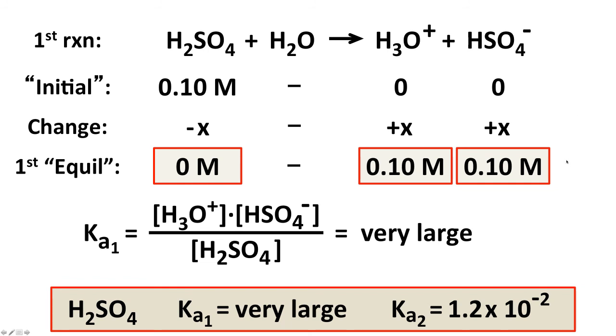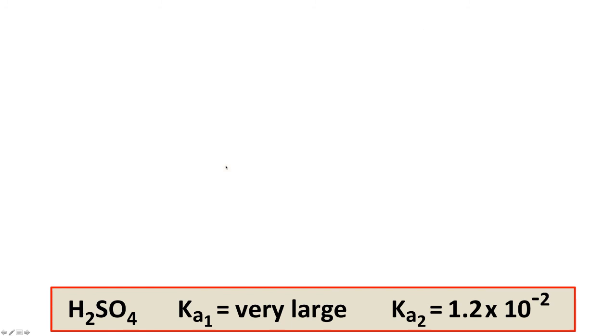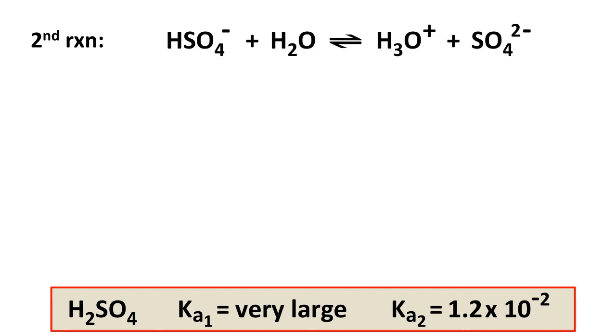Okay, now we're going to remember these. We know that H3O plus is 0.1 molar after the first dissociation. We know HSO4 minus is 0.1 molar after the first dissociation, and H2SO4 is 0 molar after the first dissociation. And then we move on to the second dissociation. And the second reaction, the second dissociation, is HSO4 minus plus H2O makes H3O plus and SO4 2 minus. This is going to have double arrow equilibrium because it's only going to be a partial dissociation.